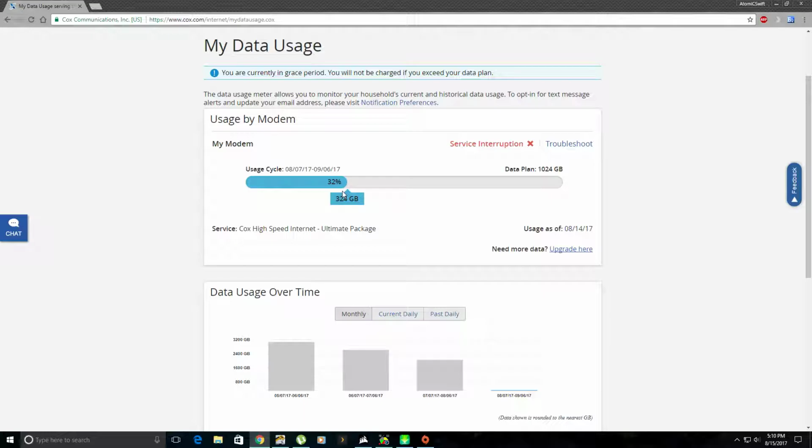Now, this is my usage right here. If you scroll down where it says need more data, upgrade here. Keep in mind you're limited no matter what tier you have currently. Well, if you have Gigablast, it's 2 terabytes, but you're limited to 1 terabyte. But if you need more data, you click here for upgrade here. And here it is.